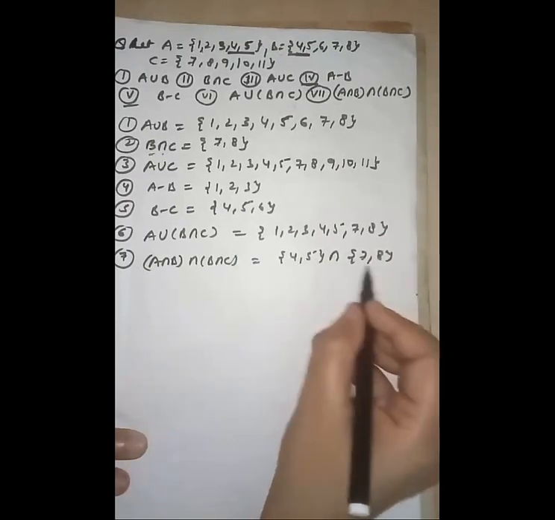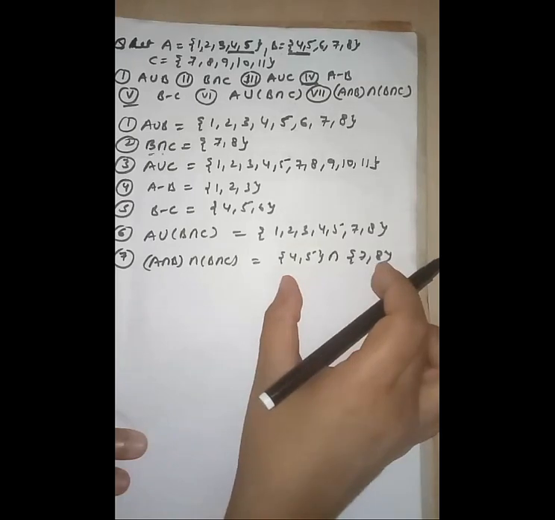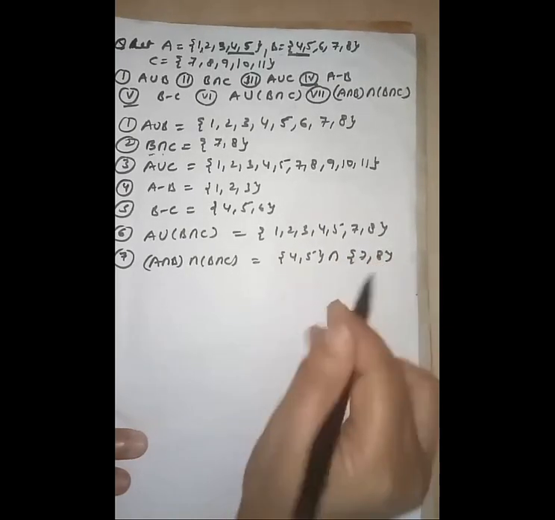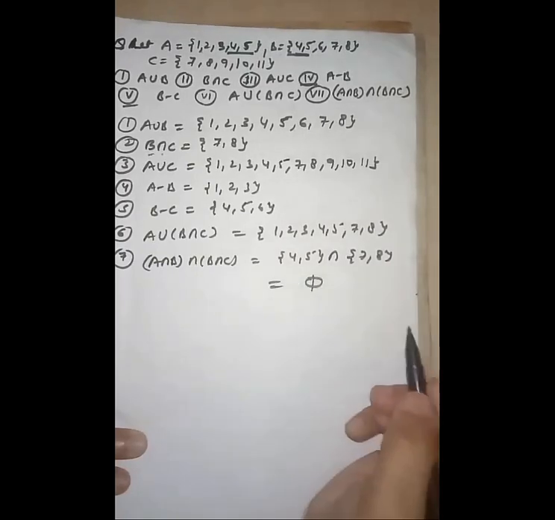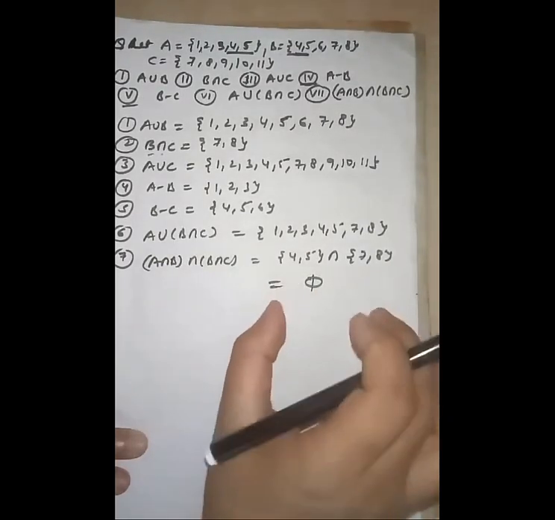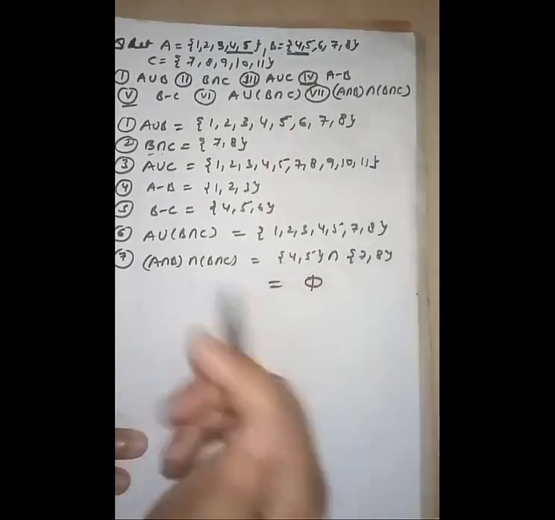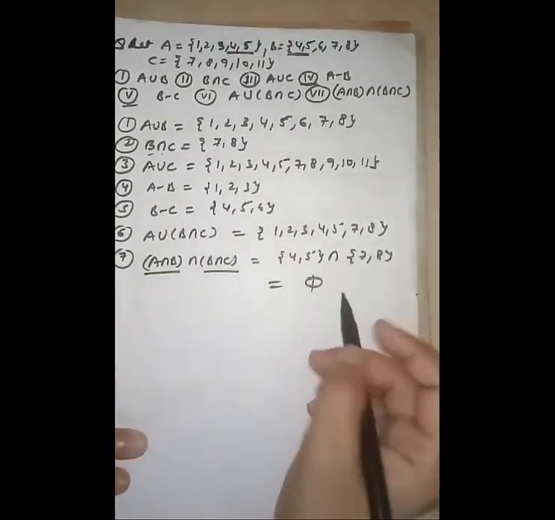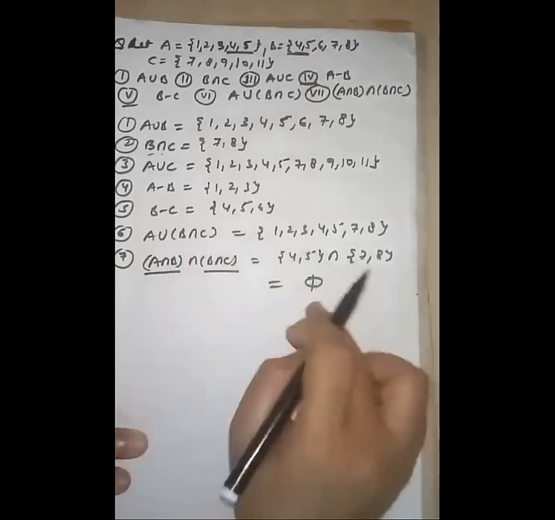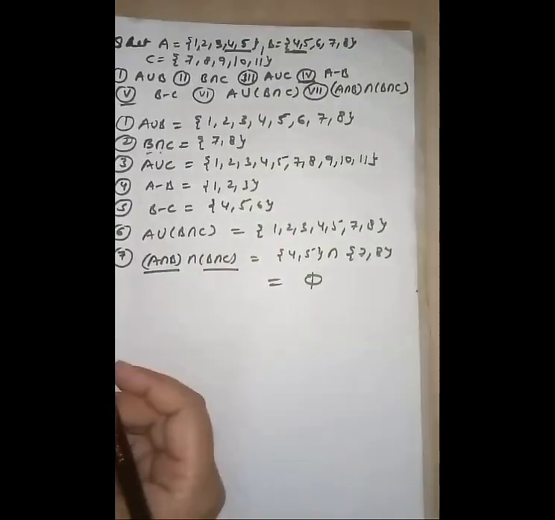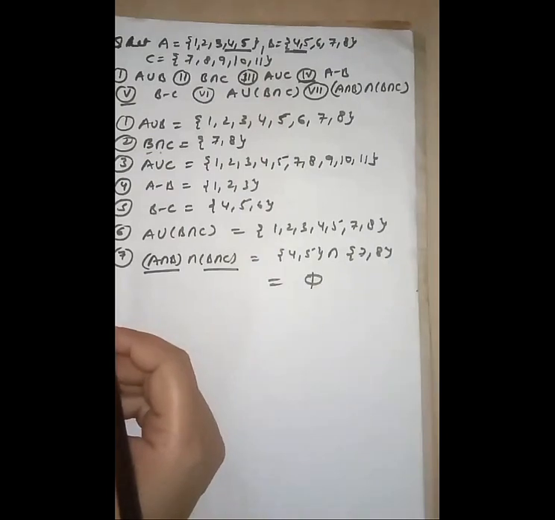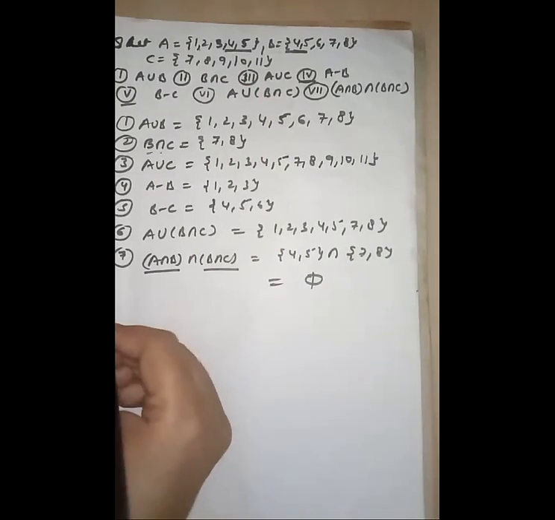Now taking the intersection, so here you can see 4, 5 and 7, 8. In both sets no element is common. It means it comes empty. So in this case A intersection B and B intersection C are disjoint sets because the intersection value is empty. Right? So this is all about the results of this question.